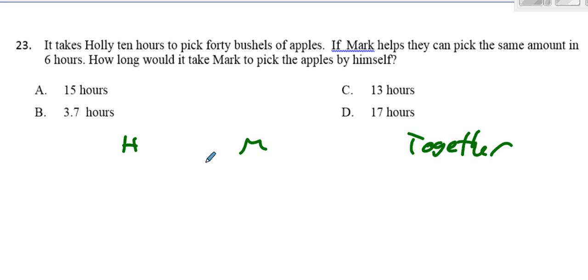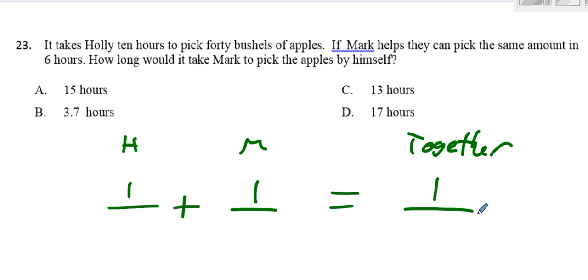The setup for these, you got to remember, is 1 over however long it takes. So Holly by herself, it says, was 10 hours. If Mark helps, that means together it would take 6 hours. And then it asks how long if Mark did it by himself. So that's where you put X.